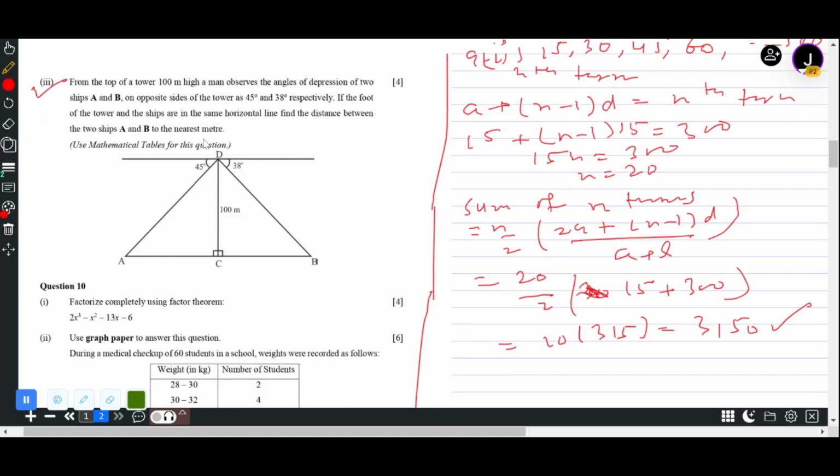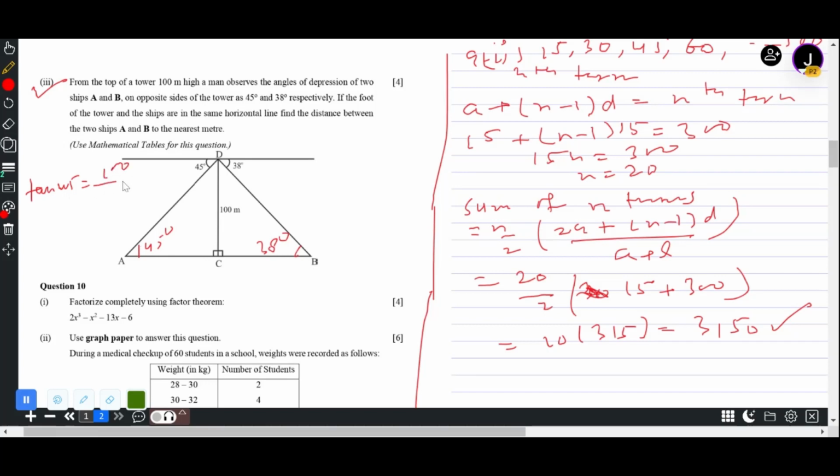Or in place of this, we can use a plus l, so that will make things easier. So I'll say a is 15 and l is 300. That is the last term, right? That is 10 into 315. That is 3150. Okay? Done. Now next one. Ninth question is done completely.